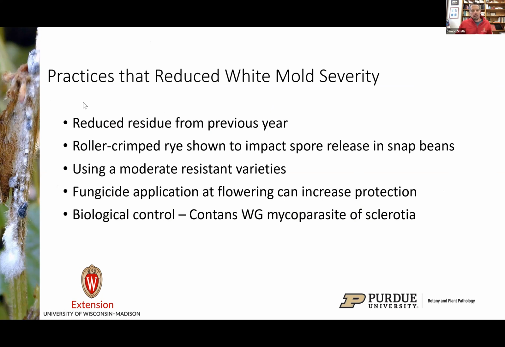So, yeah. My other thing, I have it here on this bullet point, we talk about roller crimping rye varieties. I didn't have that in this experiment, but I did a lot of work with white mold and peanuts on this. There is a biocontrol available too that's organically certified, Contans WG, and it's designed to go after the sclerotia.